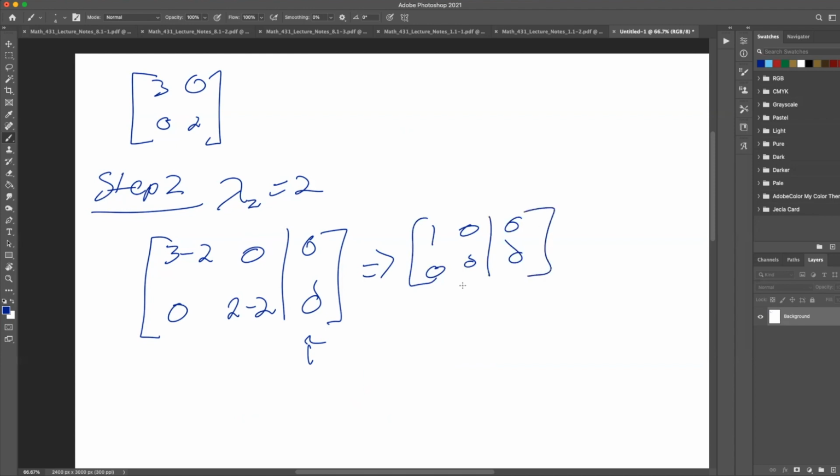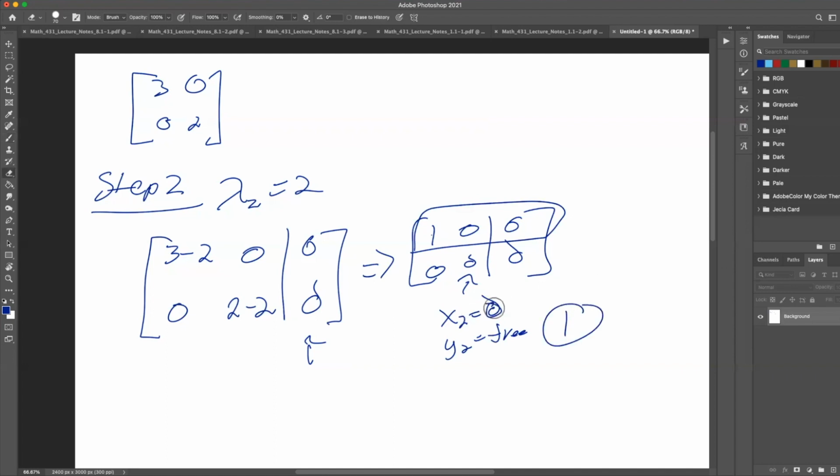Here, if we solve this, my y column is free, but x must be 0, right? So here, I'm going to set x2 has to be 0, because that's what this says. My y2 is free. And so I'm going to set that equal to 1. Okay. And so here I get the eigenvector for lambda 2 will be 0, 1. Okay. And so here we have our two eigenvalues and our eigenvectors.